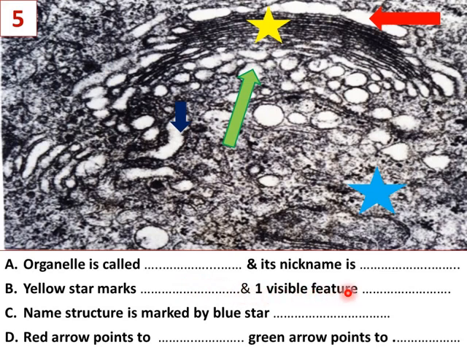One visible feature is that we have two surfaces. It appears thin at the center and dilated at the periphery. The blue arrow is the cytoplasm. The red arrow is the transfer vesicle that goes to the cis face, while the green arrow points to the secretory vesicle.